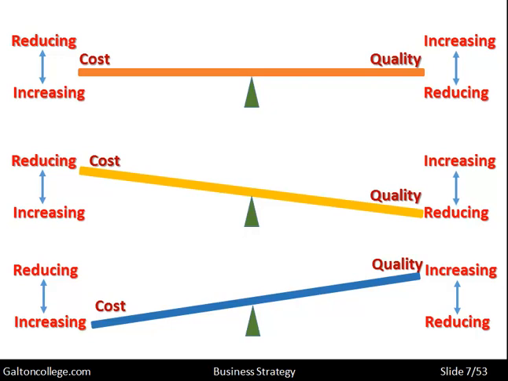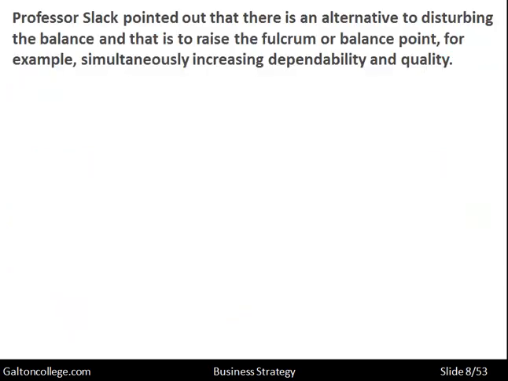So it would be nice to get more of each. And in fact, Professor Slack pointed out that there is an alternative to disturbing the balance, and that is to raise the fulcrum or balance point. For example, simultaneously increasing dependability and quality.